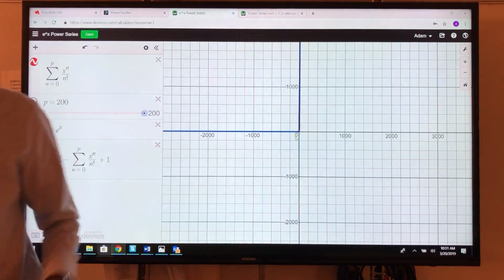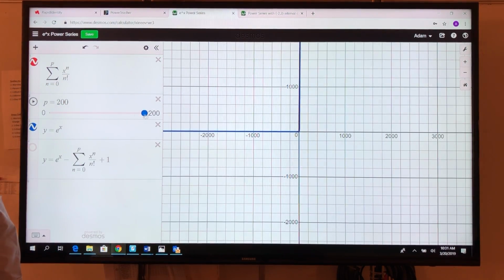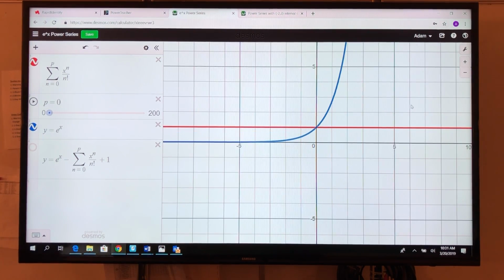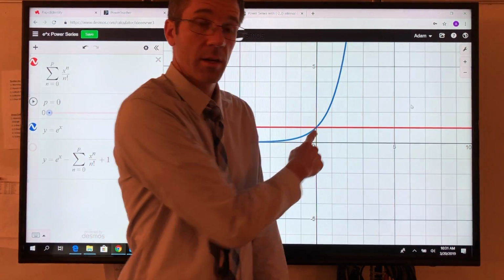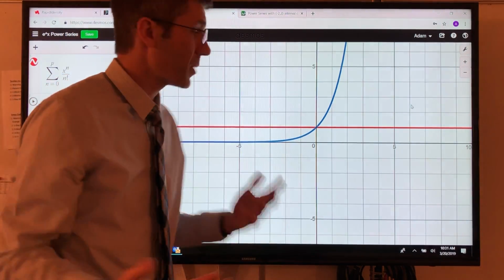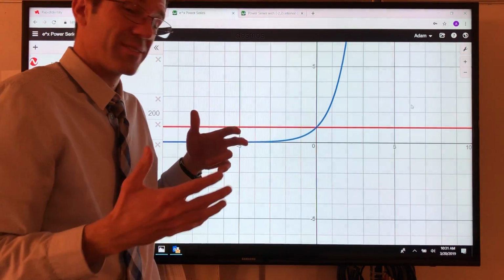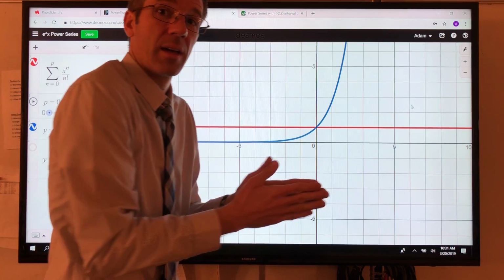My approximation will always work there, because it's built to do that. So my approximation always works there.